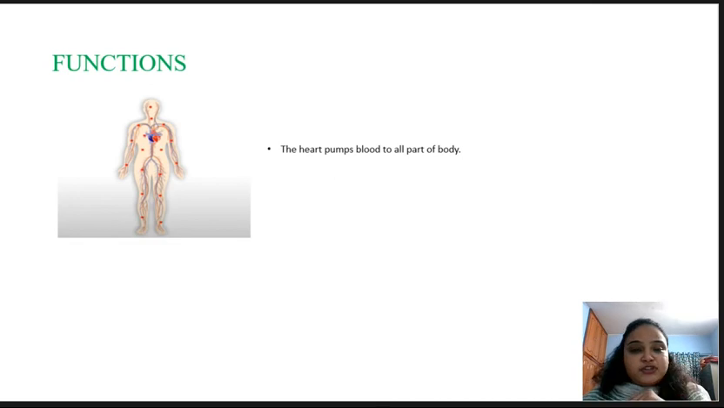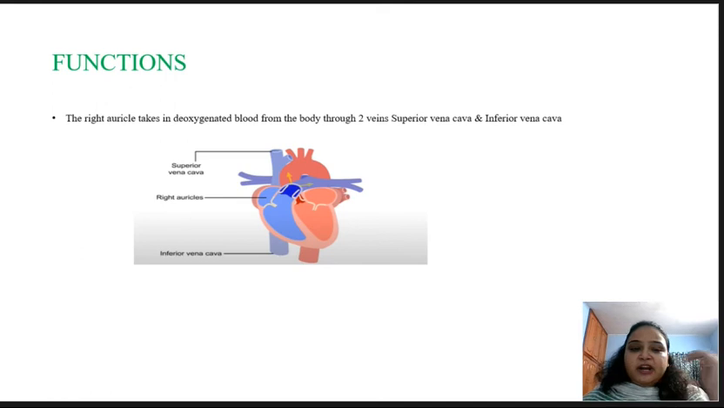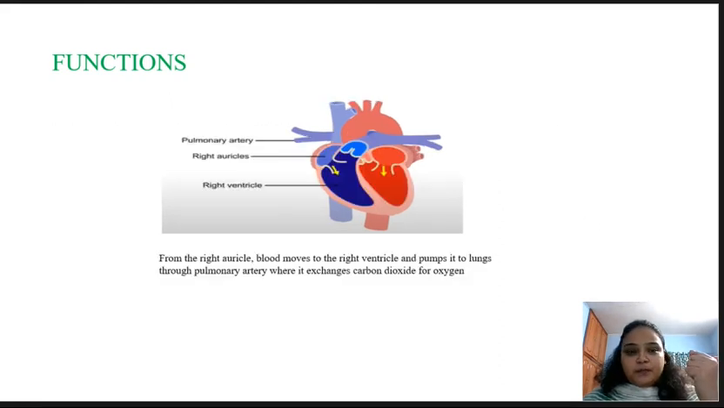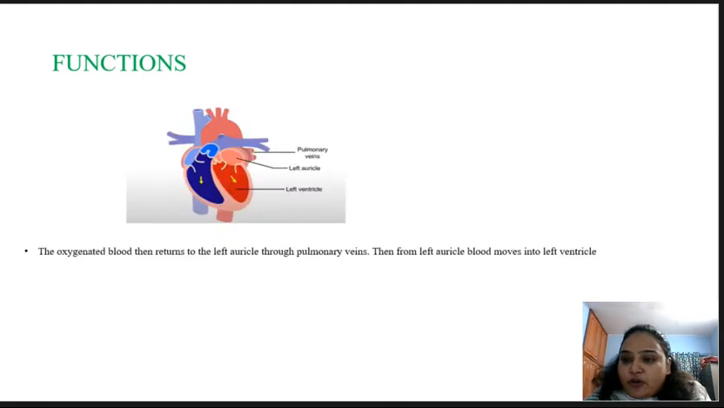Now we talk about the functions of the heart. The heart pumps blood to all parts of the body. The right auricle takes in deoxygenated blood from the body through two veins, superior vena cava and inferior vena cava. The blood moves to the right ventricle and pumps it to lungs through pulmonary artery, where it exchanges carbon dioxide for oxygen. The oxygenated blood then returns to the left auricle through pulmonary veins.